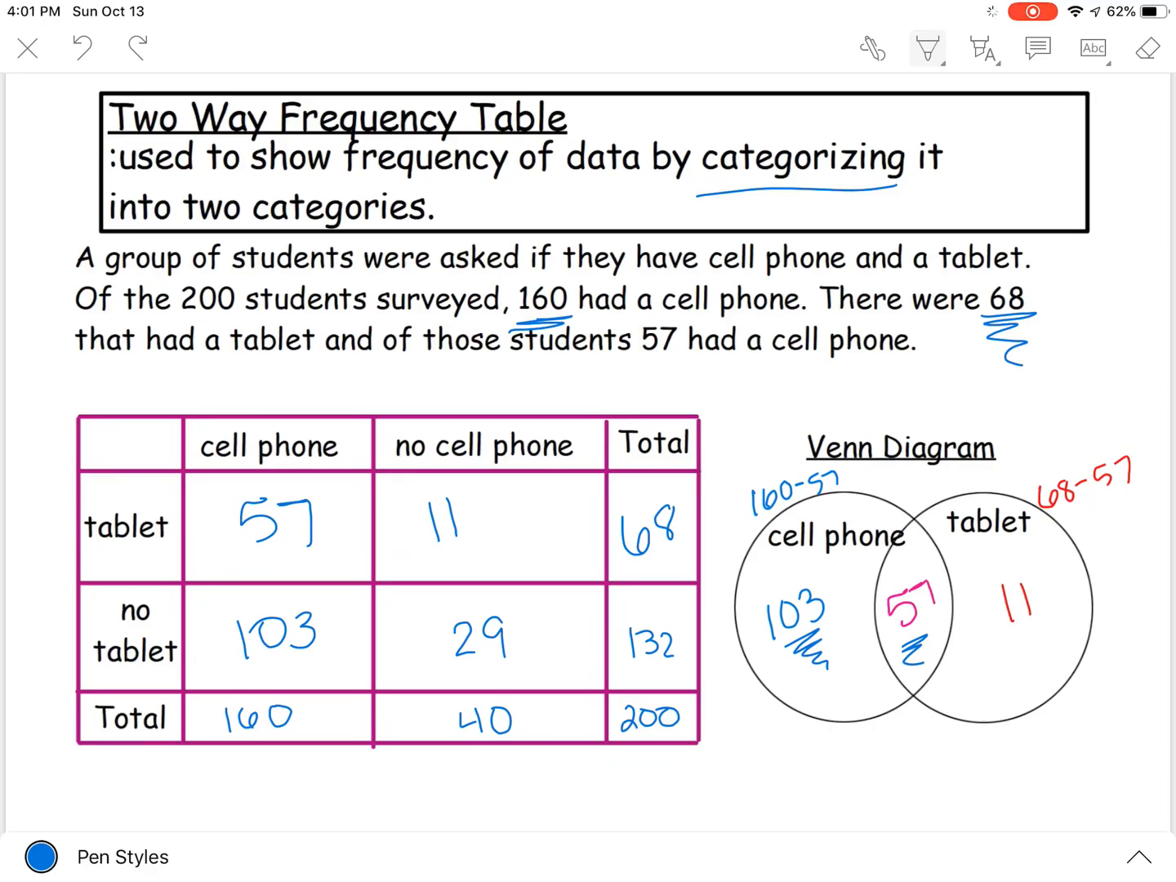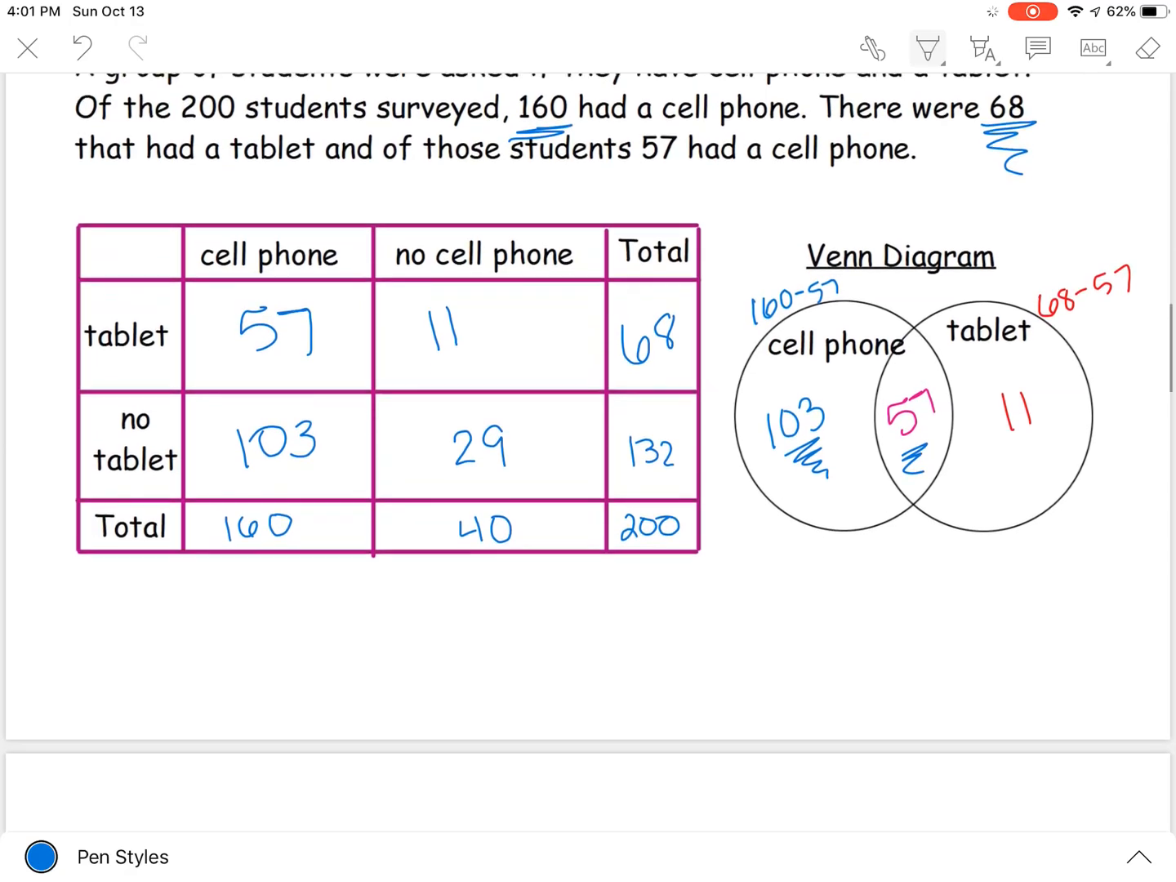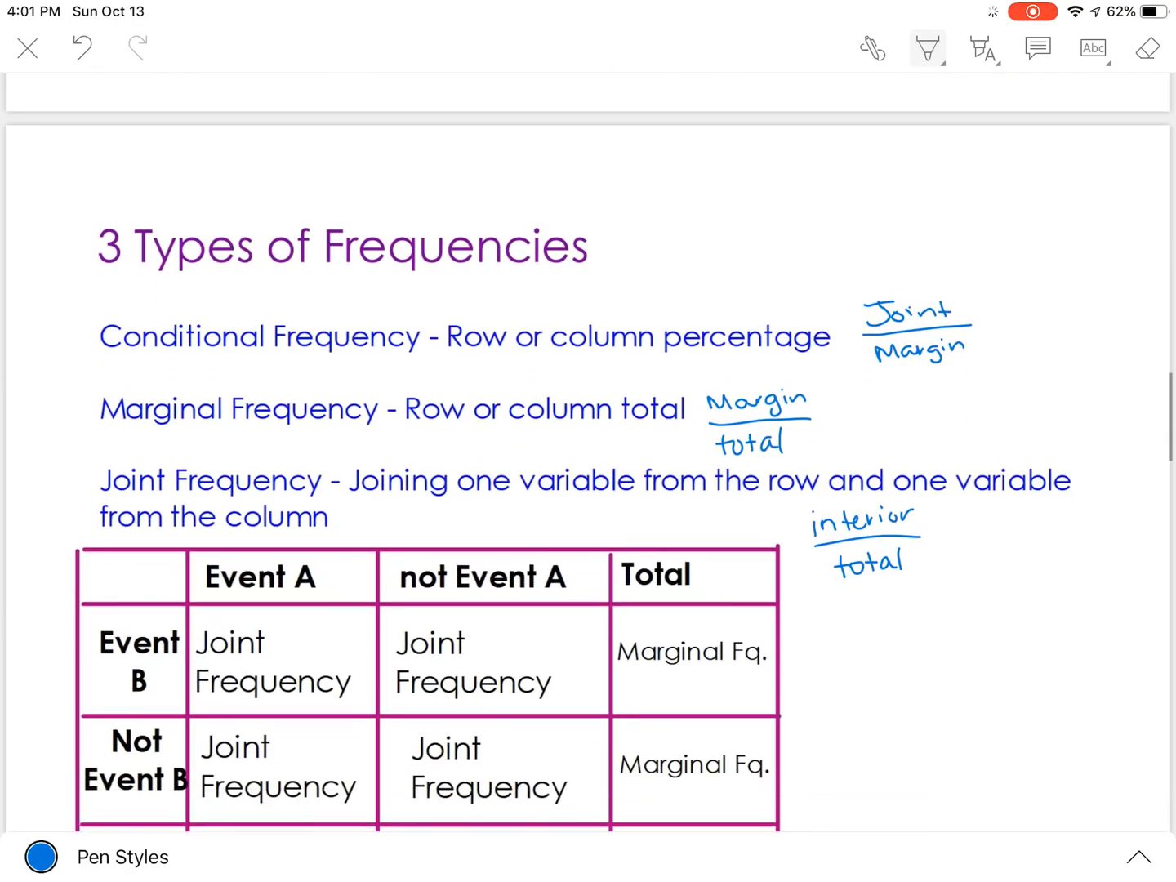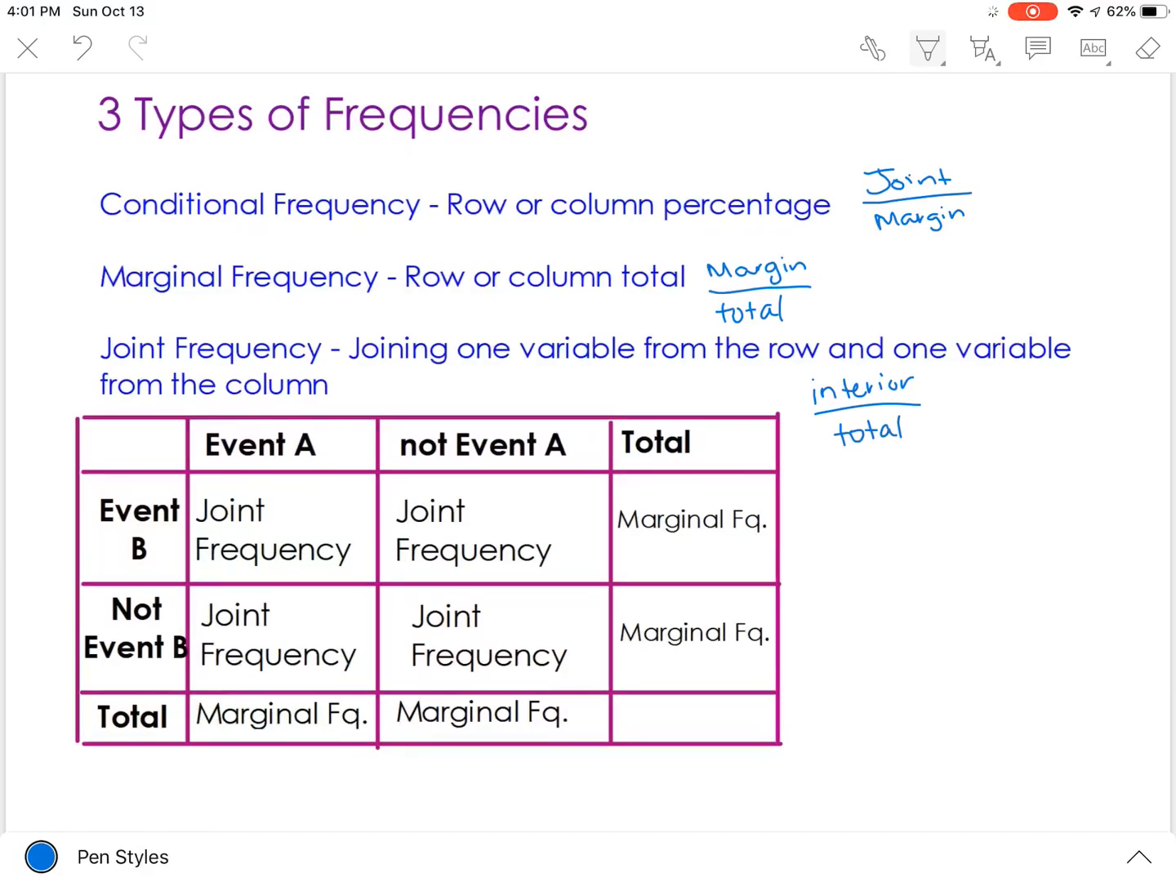So that's how you fill out your two-way frequency table. You just figure out where your numbers go. Then with two-way frequency tables, there are also a couple different types of frequencies that we want to look at. A conditional frequency is the row or column percentage. The marginal frequency is the row or column total. And a joint frequency is where you take one variable from the row and one variable from the column.